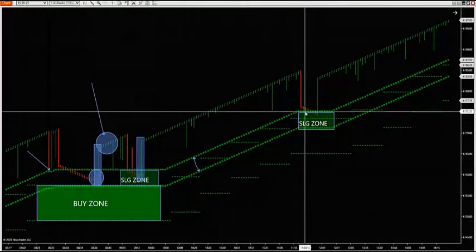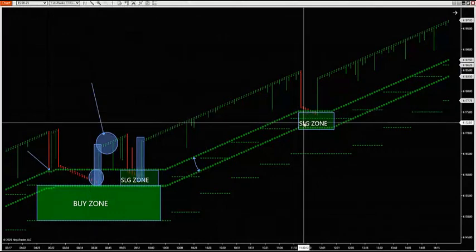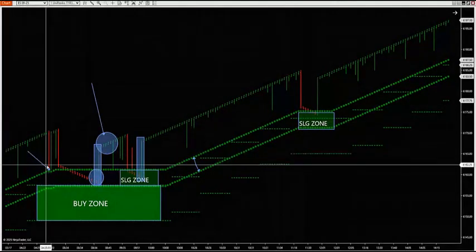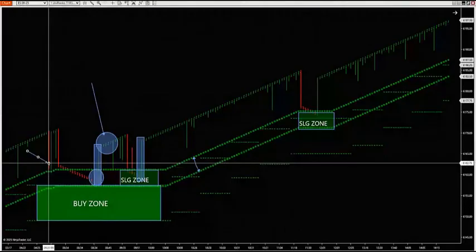I prefer getting inside of it. If I trade the SLG zone, I want to get inside of it. That's my personal preference. If I'm outside of it, it's not a trade, guys, because you want a retracement, right? This is not a trade.